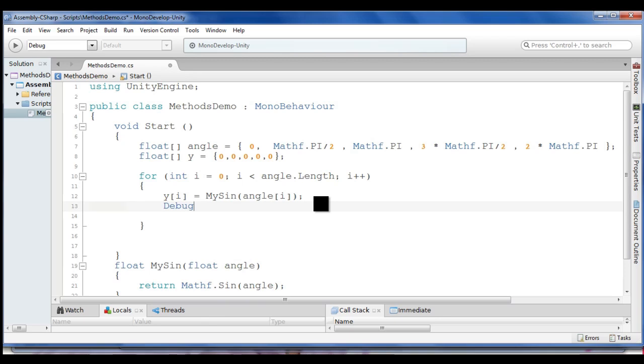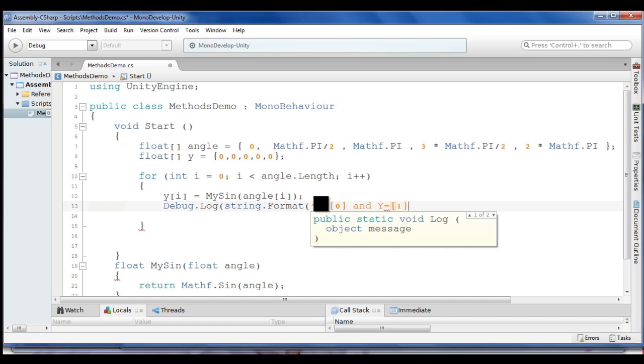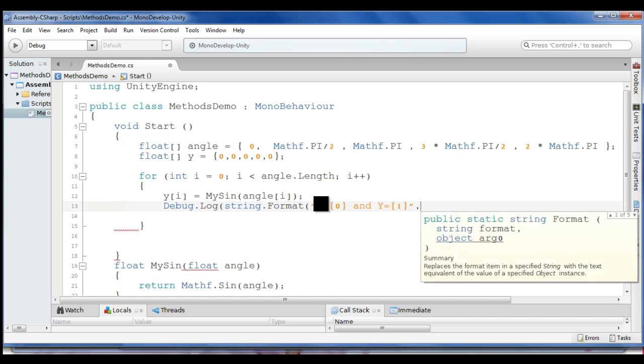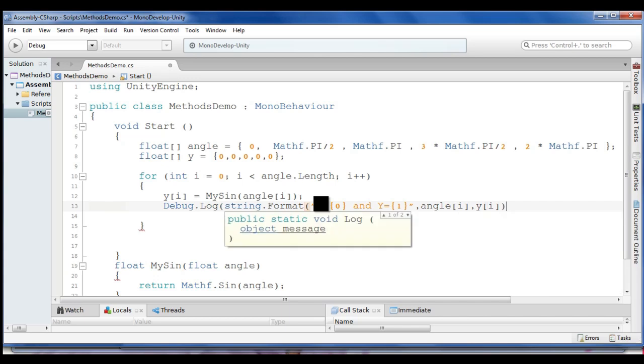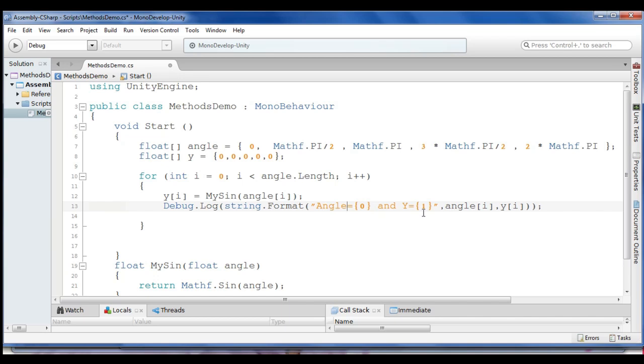And after that we can say Debug.Log with format, and we can display x equal to 0 and y equal to 1, comma, angle of i, comma, y of i, bracket close, semicolon. This is going to be the angle, right? So we see the angle and the corresponding y value in this place, angle of i and y.